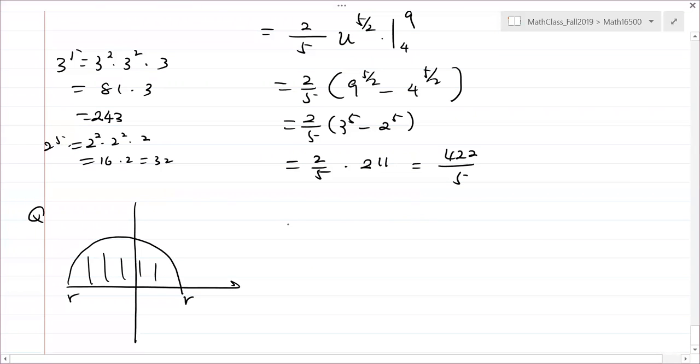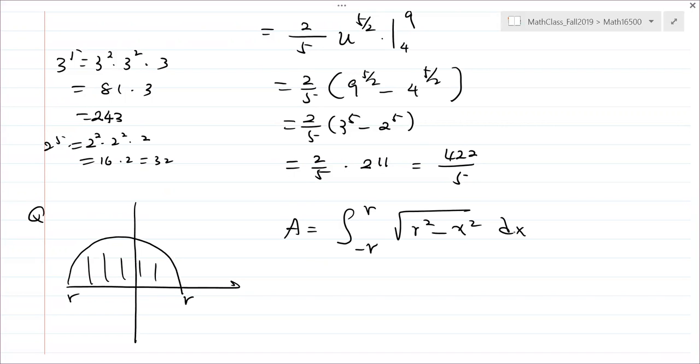There are different types of substitutions. So the area of the semicircle: if you can get that, you can get the area of the whole circle, just double it. So it's going to be the integral from -r to r of the square root of r squared minus x squared dx. That gives you the area of the semicircle.